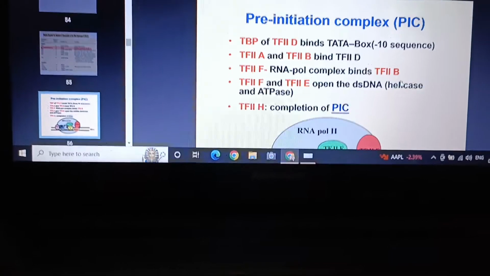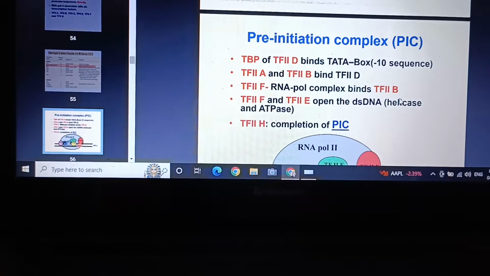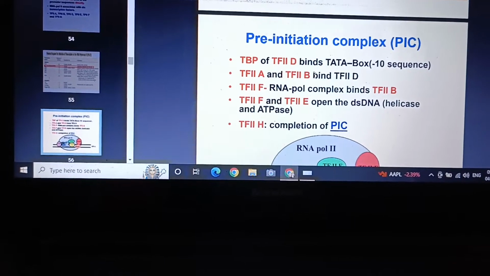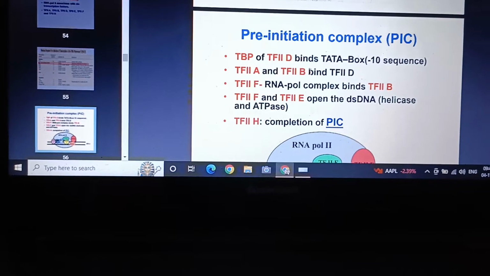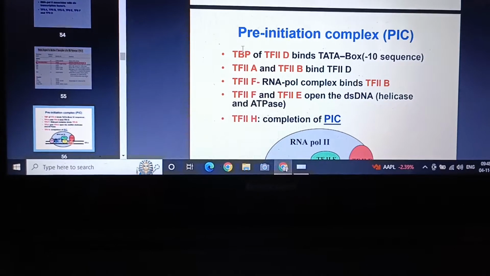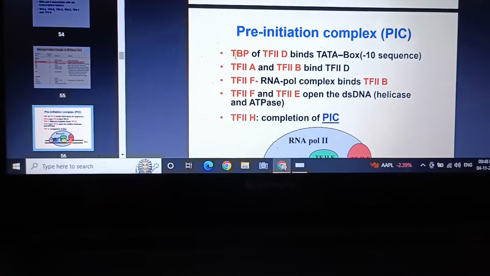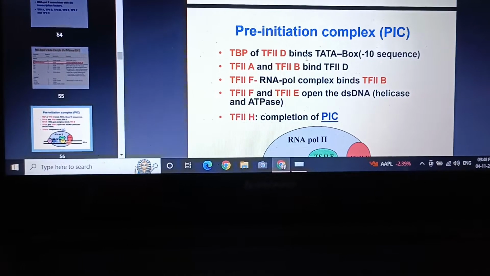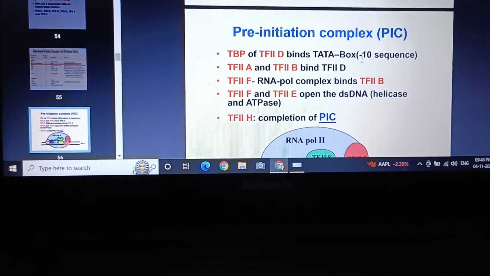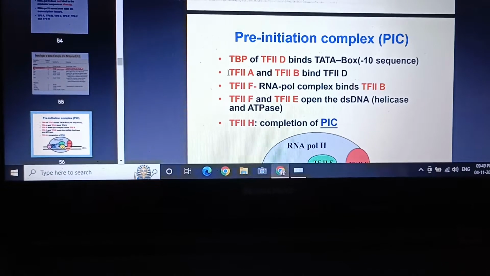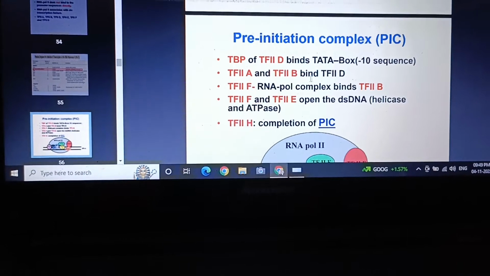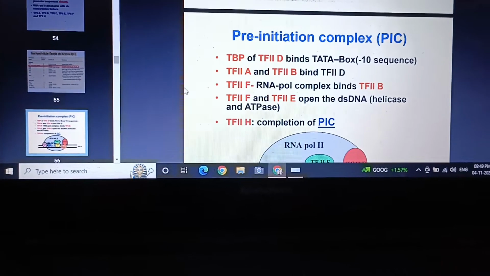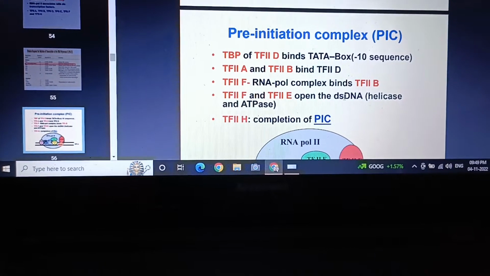Here the pre-initiation complex will form. Before transcription starts, the pre-initiation complex will form. So what will happen in this case? The TATA box binding protein of TF2D binds the TATA box at the upstream 10 sequence, and TF2A and TF2B bind TF2D, that is your transcription factor D. And the TF2F RNA polymerase complex binds TF2B.